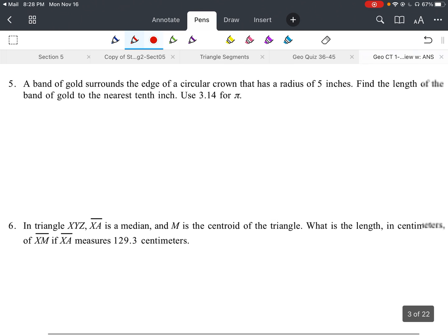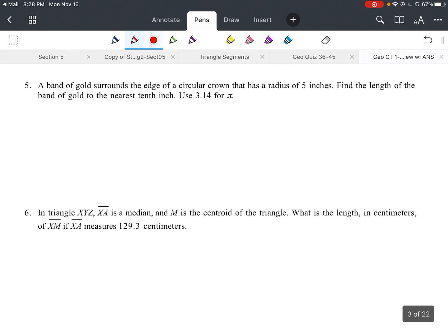Let's keep it rolling. A band of gold surrounds the edge of a circular crown. It has a radius of 5 inches. Find the length of the band of gold to the nearest tenth of an inch. We're talking about something outside of a circle, the edge of a circle. And we're finding the length of it. So it's talking about length. We're not talking about area. We're clearly talking about circumference.